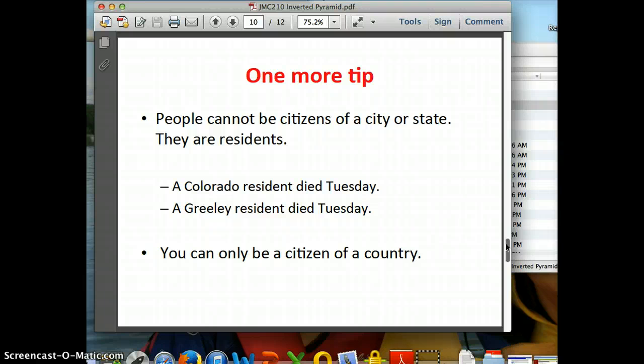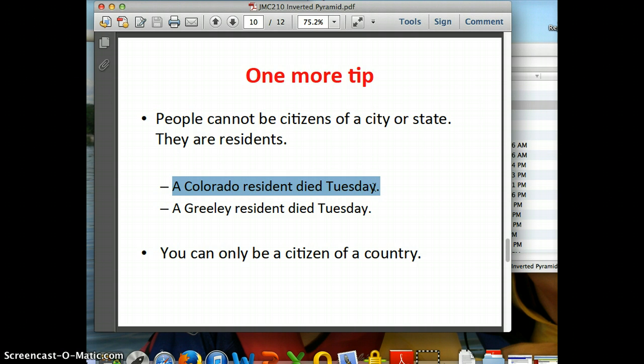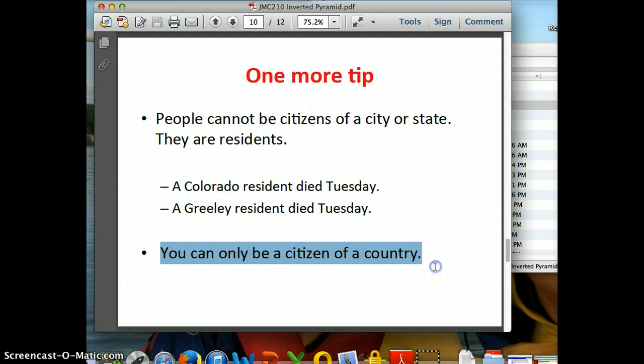Okay, another tip, if you're writing about people who live in Greeley, people cannot be citizens of a city or a state. There are no Greeley citizens. They are residents. So you would say a Colorado resident died Tuesday, not a Colorado citizen, because there's no such thing as a Colorado citizen. A Greeley resident died, not a Greeley citizen. Because you can only be a citizen of a country. Okay? But you didn't know that. If you did, good for you.